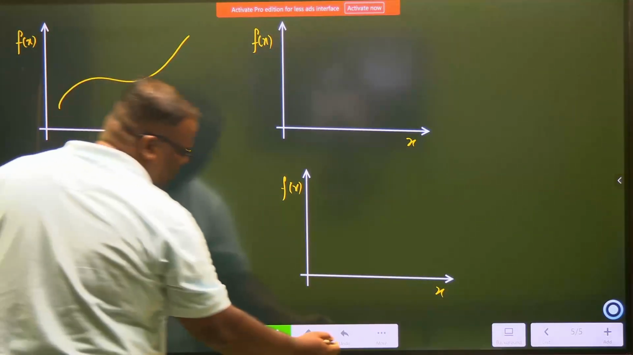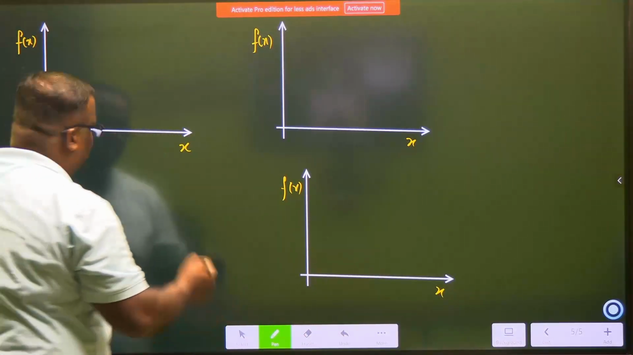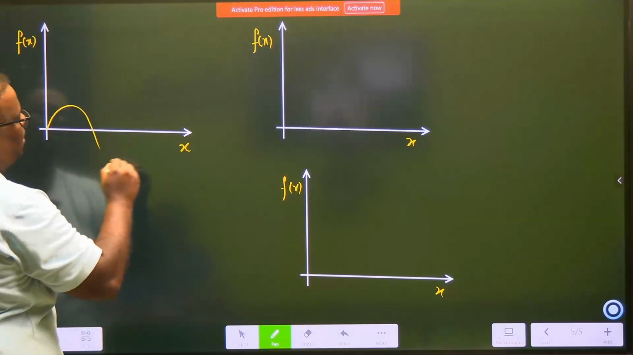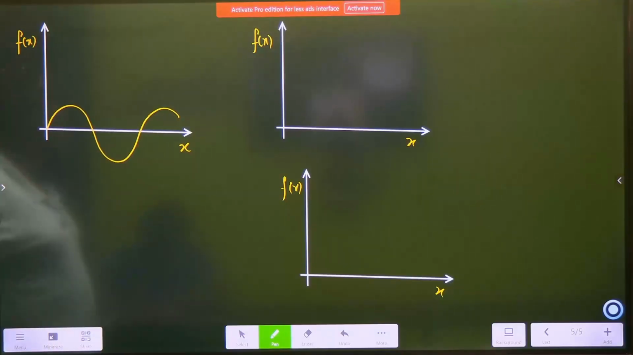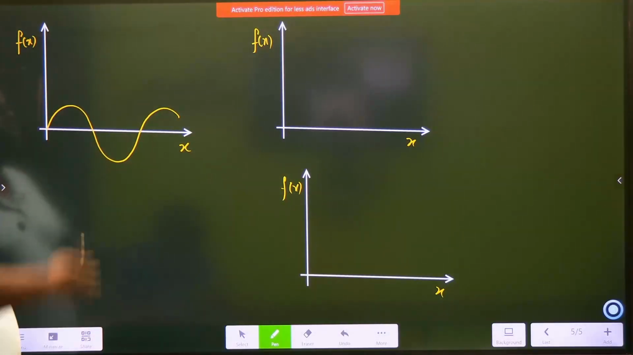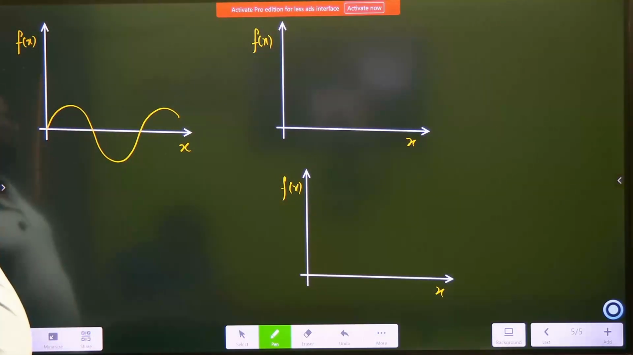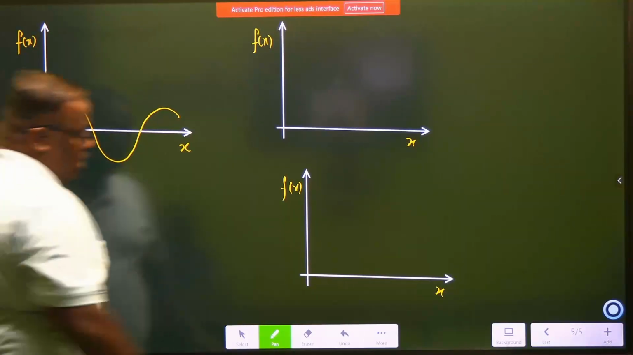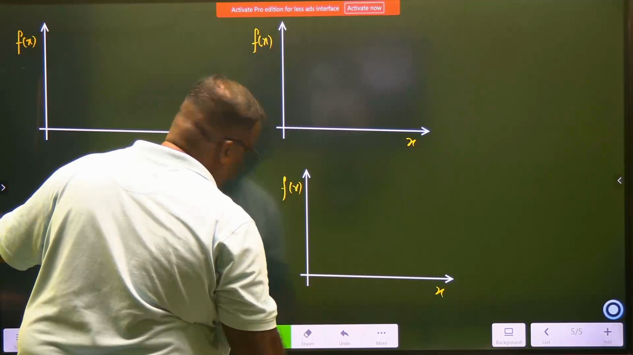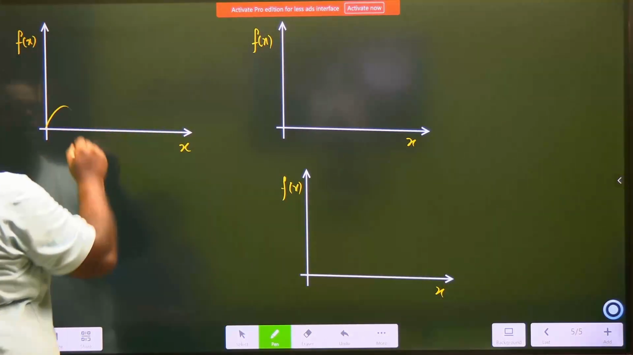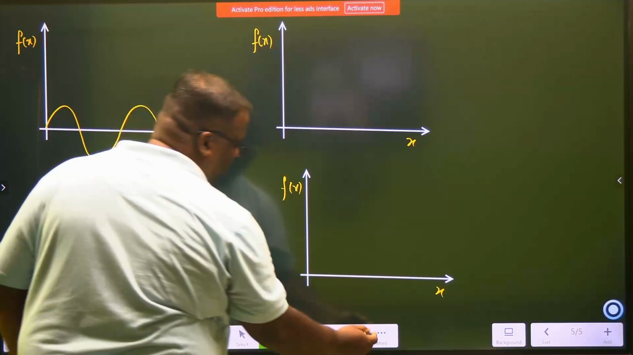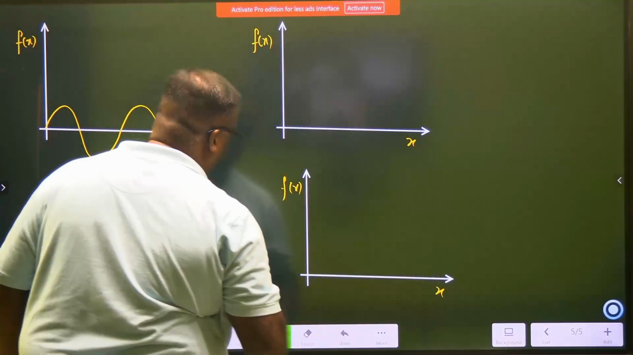Or let's go by our sine curve. Our sine curve will give a mapping like this. This is your sine curve. Okay, that's fine. Now we want to check whether this plot is representing a function or not. The best way to check that is what we call a vertical line test. A vertical line test will always tell you whether your particular plot is a function or not.